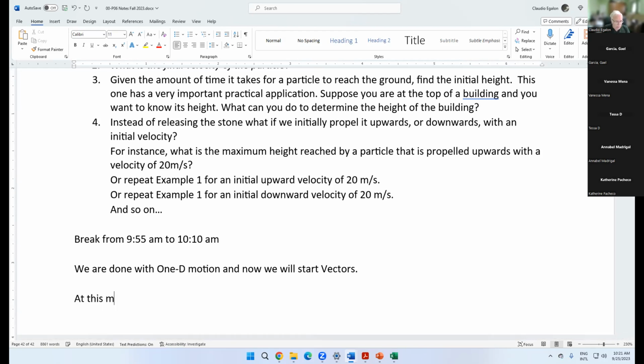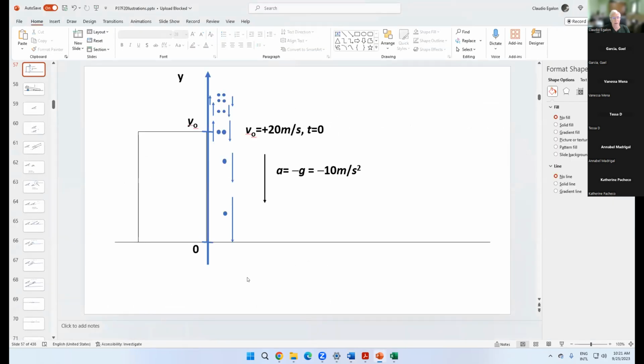At this point, you should already have a qualitative idea of vector. So going back here, see this particle here is moving downwards, right? So we say that we have a vector velocity. The vector velocity of this particle at this point is going to be downwards. The acceleration also changes the velocity in a downward fashion.